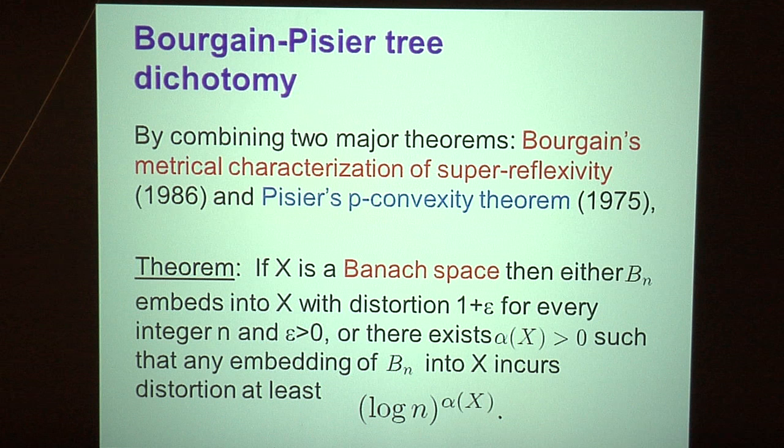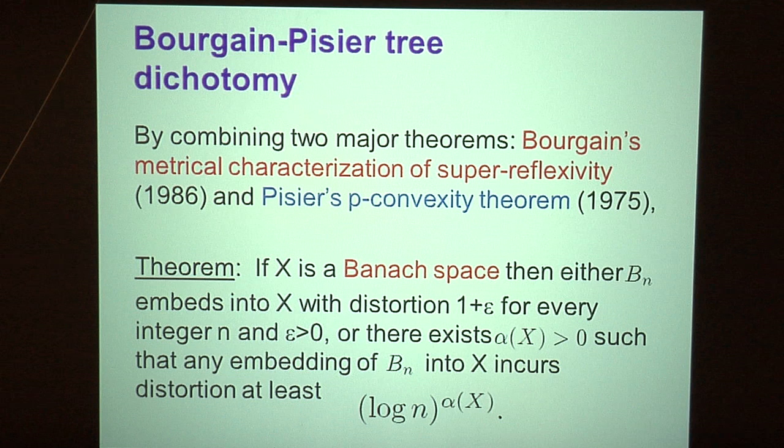It's not stated there, but it's just a combination of a substantial theorem of Bourgain and a very important theorem of Pisier from 1975. These are deep facts. It says the following. This is in the Banach space world. If you give me a Banach space X, then either the tree of depth n embeds into it with distortion 1 plus epsilon for every epsilon, or the distortion grows like log n to some power. So there is again a dichotomy. If somebody tells you you can embed trees with distortion log n, then the answer is you can embed them almost isometrically.